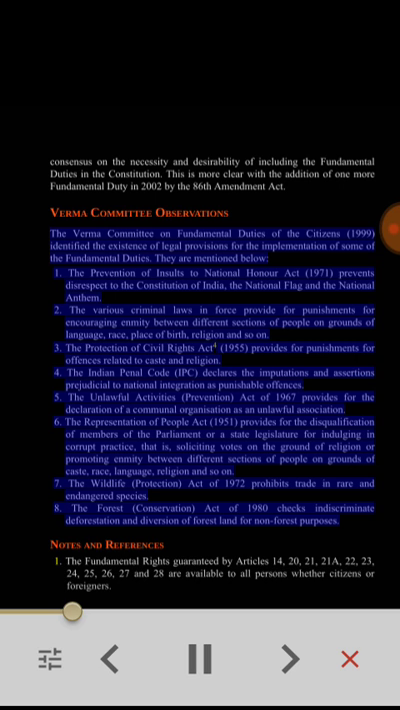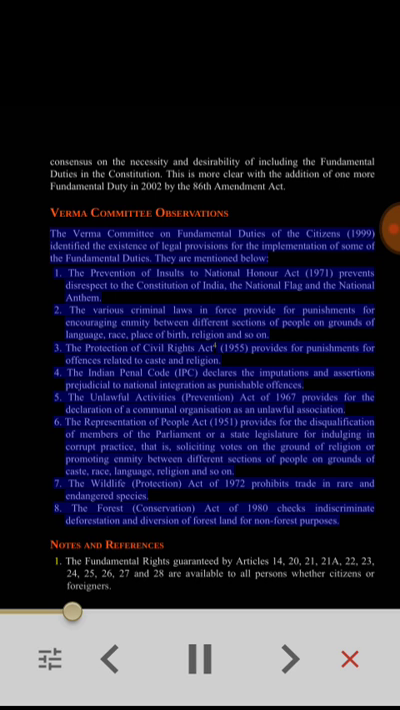Point 3. The Protection of Civil Rights Act, 1955 provides for punishments for offences related to caste and religion. Point 4. The Indian Penal Code, IPC, declares the imputations and assertions prejudicial to national integration as punishable offences. Point 5. The Unlawful Activities Prevention Act of 1967 provides for the declaration of a communal organization as an unlawful association. Point 6. The Representation of People Act 1951 provides for the disqualification of members of the Parliament or a state legislature for indulging in corrupt practice, that is, soliciting votes on the ground of religion or promoting enmity between different sections of people on grounds of caste, race, language, religion, and so on.